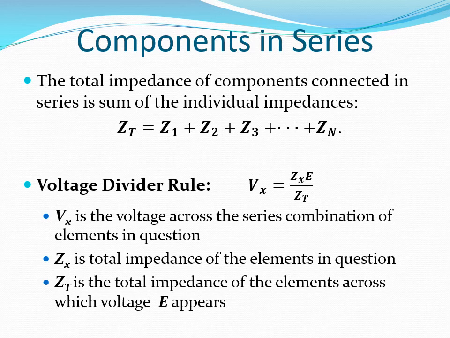The formula for calculating the voltage Vx across an element or a number of elements connected in series is Vx equals Zx E over Zt. Zx is the total impedance of the elements across which we want to calculate the voltage. Zt is the total impedance of the elements in the whole series network. E is the voltage that appears across the whole series network.